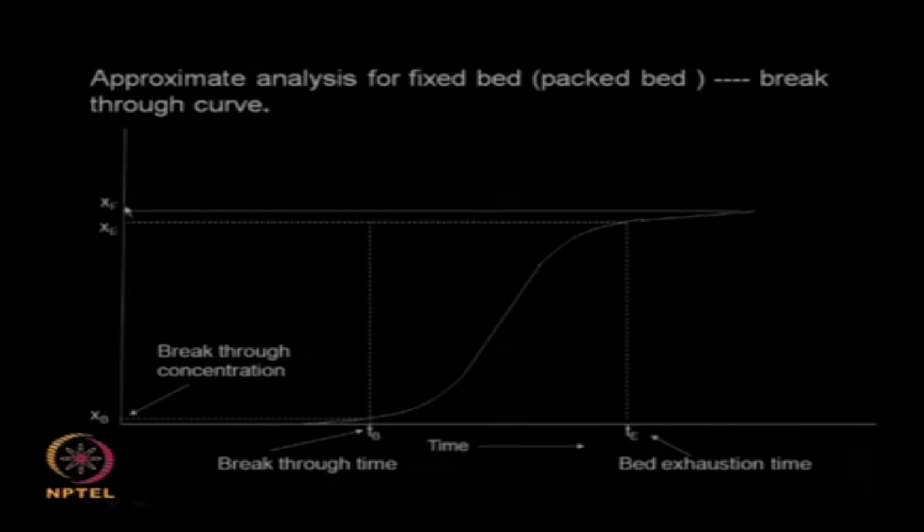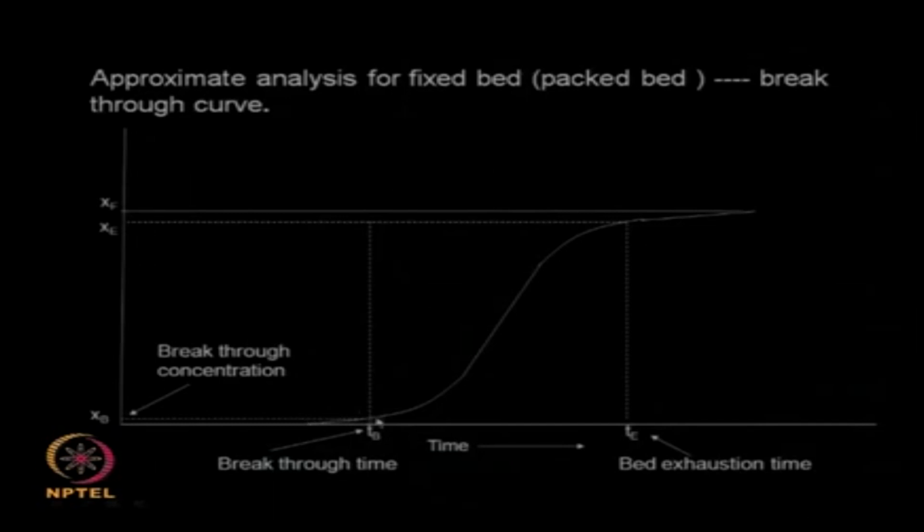So if this is your feed, if it is 1%, it may be here. What is the time at which you start seeing 1% of the feed in the exit stream? That can be fixed as a breakthrough time. You do not need to keep it as 1%, you may keep it at 2% or at 0.5%. That is left to you. So based on your XB, that is the breakthrough concentration, you will know at what time this particular breakthrough is going to happen.